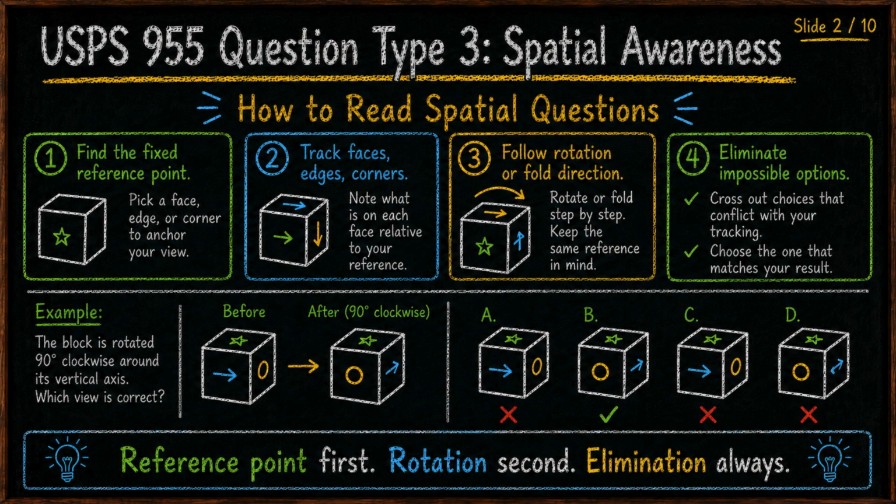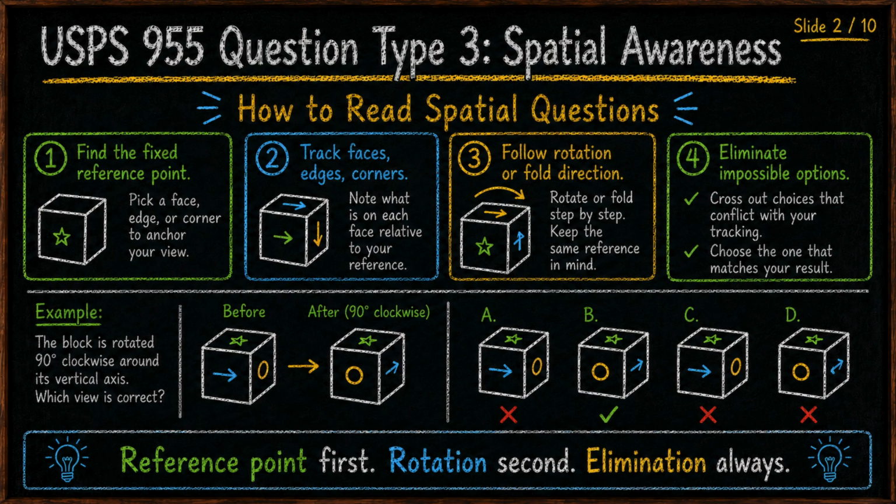The fastest way to read a spatial question is to find a reference point first. A reference point is something you can track. It could be a marked face, a shaded side, a corner, an arrow, a symbol, a unique shape, a notch, a hole, a colored face. Once you choose the reference point, keep it in your mind. That reference point becomes your anchor. Then track the faces, edges, and corners around it.